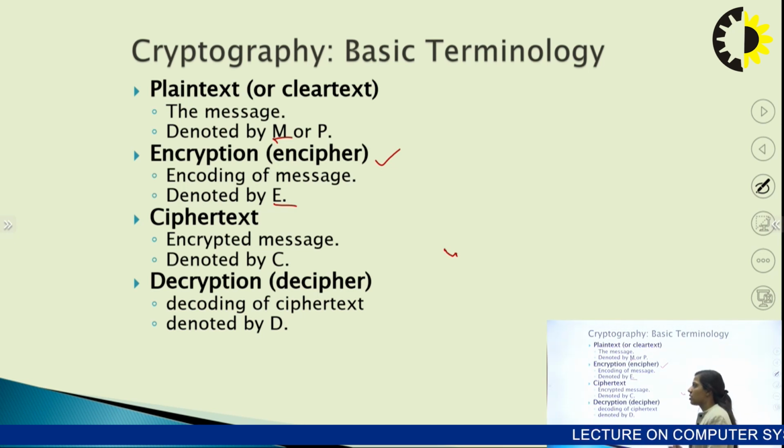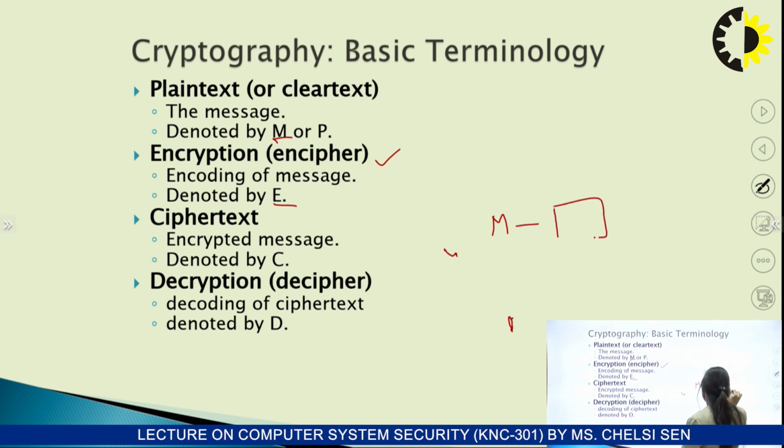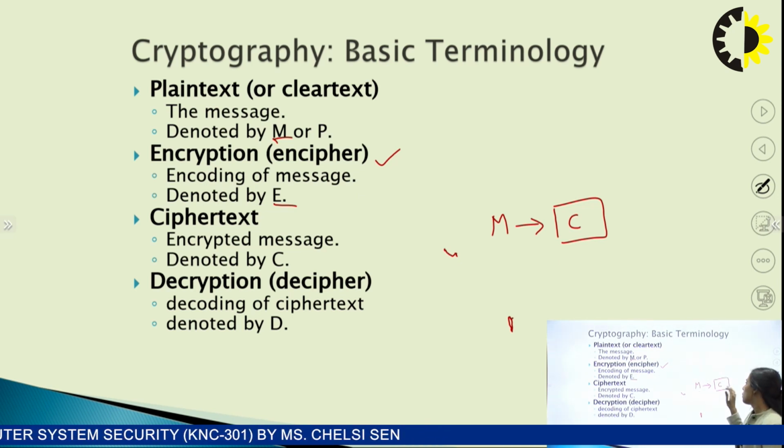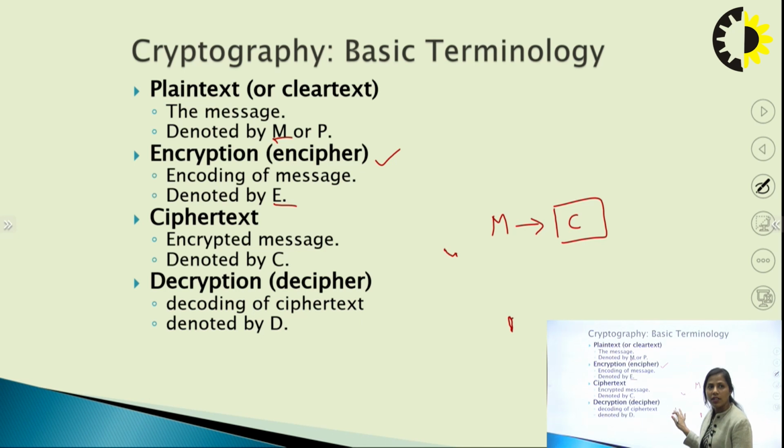Next is ciphertext. What is ciphertext? The plain text which we convert into an unreadable format is called ciphertext. Again, the process of decryption: what is decryption? It is the process in which we convert ciphertext back into the plain message. That is called decryption.